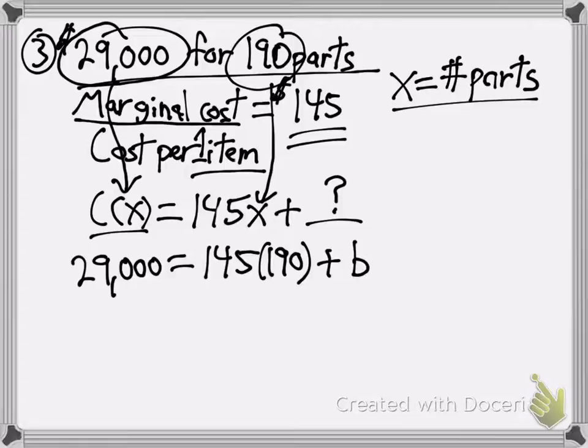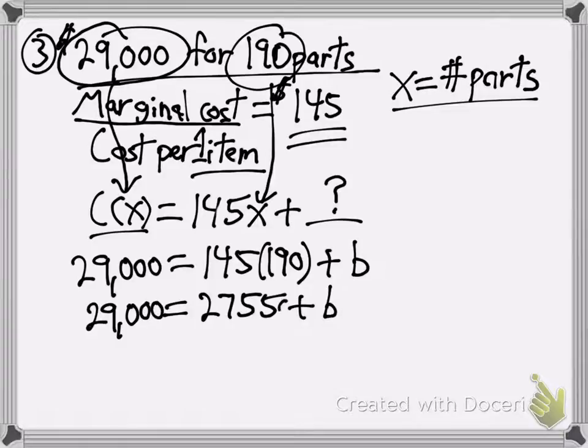So let's finish it. Somebody have a calculator? What is 145 times 190? 27,550. Equals 29,000 minus that. I was off by a zero. 27,550, thank you. See what I'm doing there?